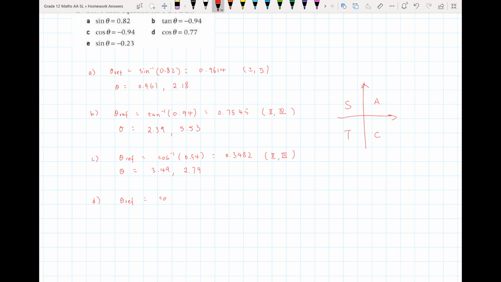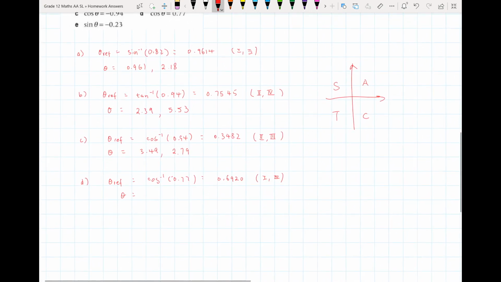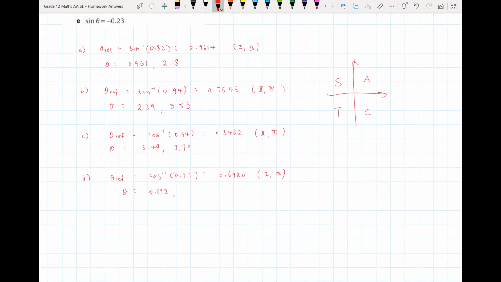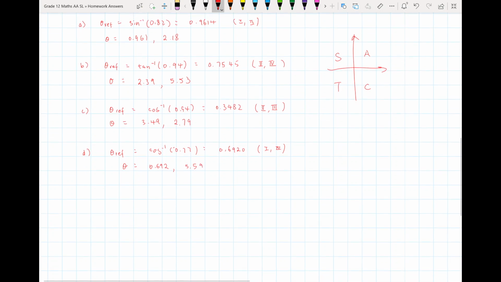So for D, find out what the reference angle is. Oh, I should keep one more sig fig, which is 2, 0. And cosine is positive at 1 and 4. So I'll just copy the reference angle as one possible choice, but rounding it to 3 sig fig. And then I do 2 pi minus that to get the other angle.